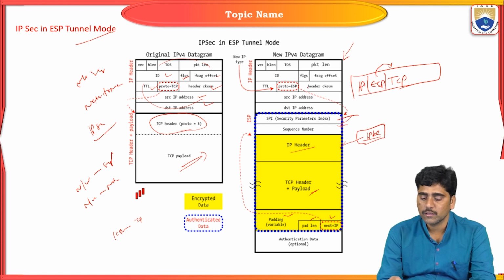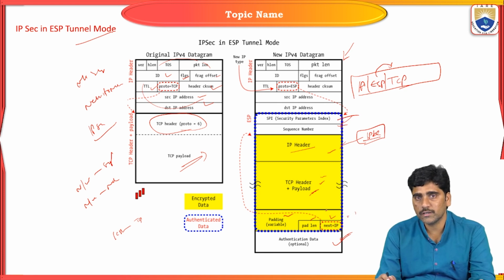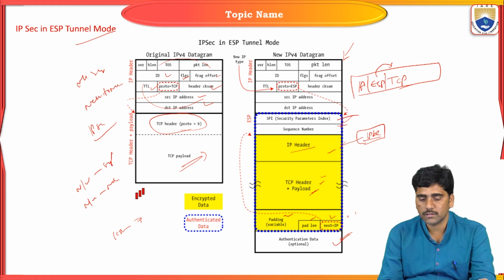This is the way the protocol ESP indicates the ESP header, and the ESP header indicates the next TCP header, and the TCP header indicates the IP header, as well as the TCP header plus payload, which has both the TCP header plus payload options, and along with that authentication data also. So this is the way IP security in ESP tunnel mode works.